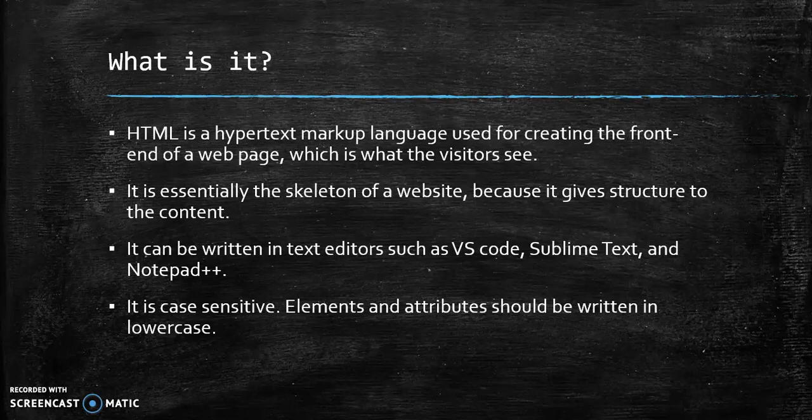Talk about what HTML is. It is a hypertext markup language used for creating the front end of a web page, which is what the visitors see. It is essentially the skeleton of a website because it gives structure to the content. It can be written in text editors such as Visual Studio Code, Sublime Text, and more. It is case sensitive, which means elements and attributes should be written in lowercase.